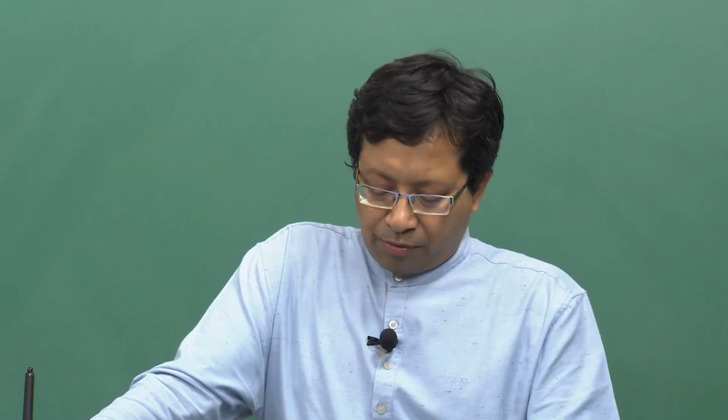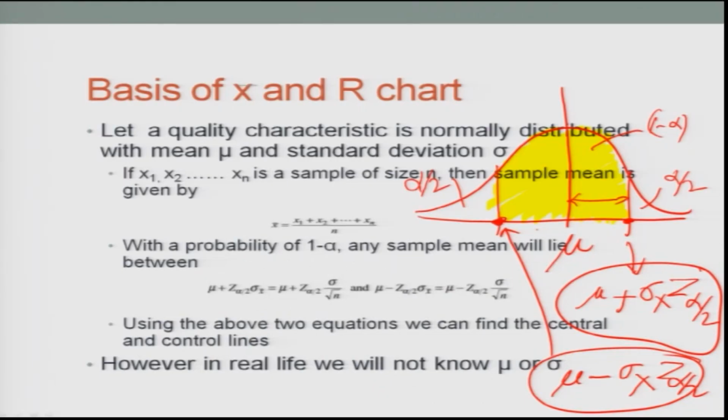So, using the above two equations we can find out the central and the control line. Now, remember one thing, the central and the control line would give you the overall average value and the plus and minus deviations which may happen due to the change of variability, which may be unintentional or intentional, whatever the case is. However, in real case we know that the actual values of mean and sigmas are not known to me, because if they were known obviously we would have solved the problems accordingly.